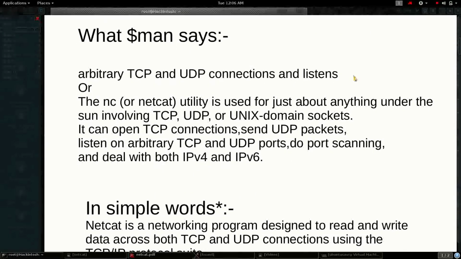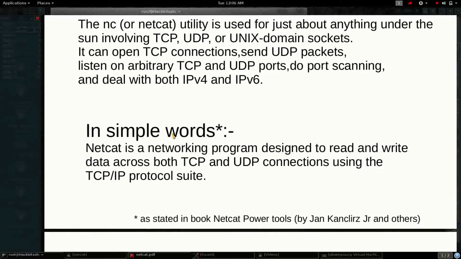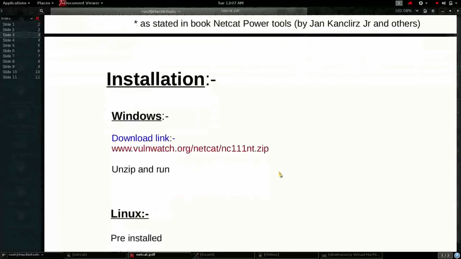The man page says that it's a utility used for just about anything that involves TCP, UDP or Unix domain sockets, among other things. But in simple words, you can say that it's a networking program designed to read and write data across both TCP and UDP connections. This quote is from the book Netcat Power Tools. It's a great book to read about Netcat, and it's by Zan Canlis Jr. and other authors.